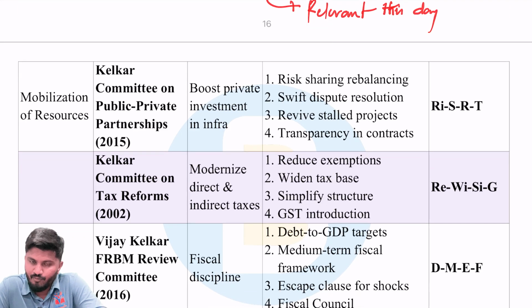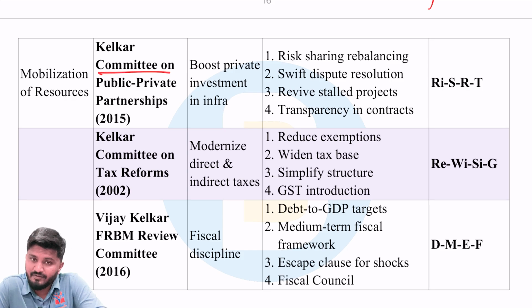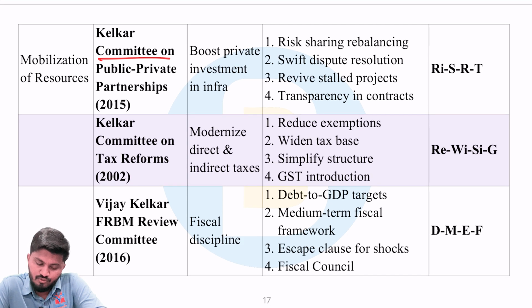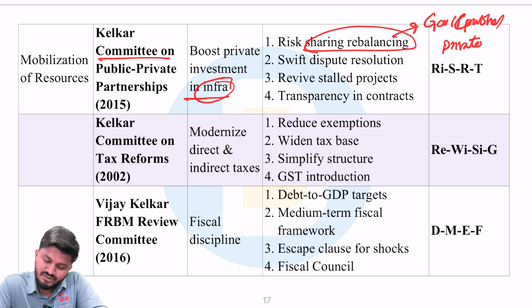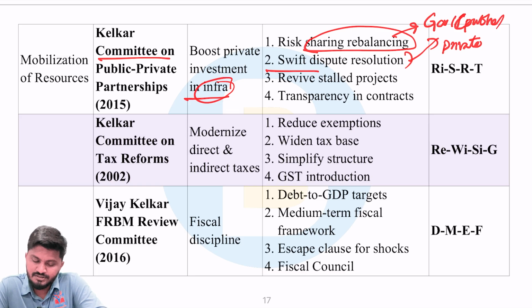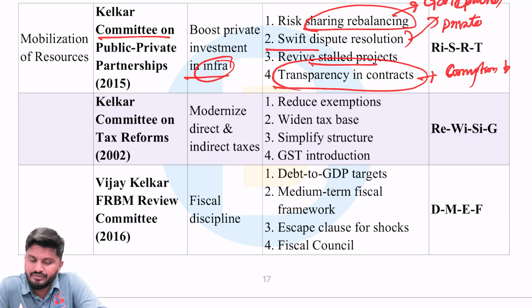Next, with respect to mobilization of resources, the important committee here is the Kelkar Committee on Public-Private Partnerships. The aim was to boost private investment in infrastructure. The recommendations were risk sharing and rebalancing between the government, the public, and the private. Next, swift dispute resolution mechanisms to resolve disputes between the government and private institutions, reviving stalled projects, and transparency in contracts so that we can avoid corruption-related issues. So the Kelkar Committee recommendations are again very relevant to this day as well.